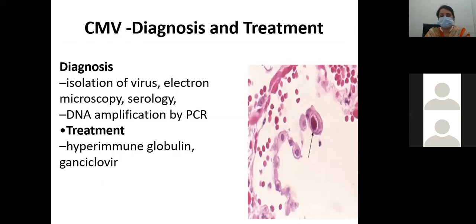Okay, then next is the diagnosis and treatment of cytomegalovirus. The diagnosis is made on the basis of isolation of the virus. We isolate the virus, and then it can be seen by electron microscopy. It can be diagnosed with the help of serology and DNA amplification by PCR. What is the treatment? In treatment there is hyperimmune globulin and ganciclovir.